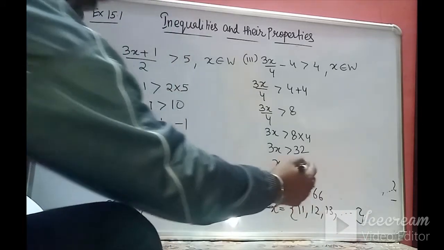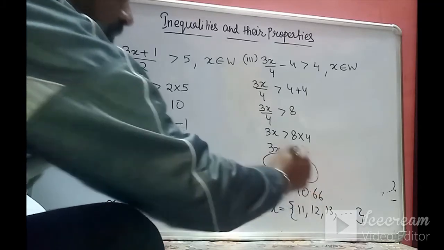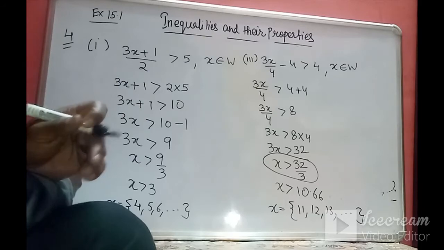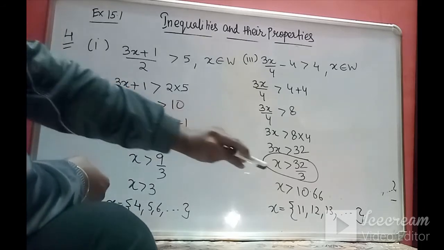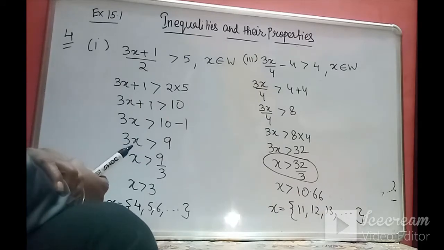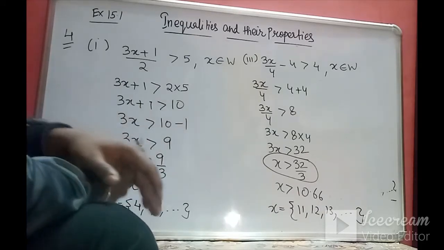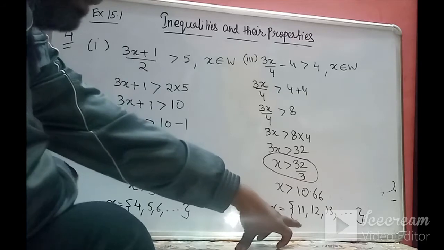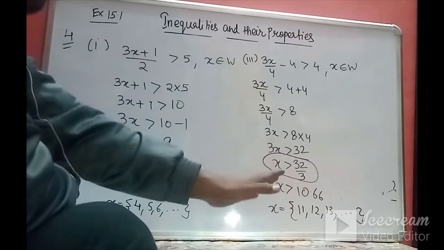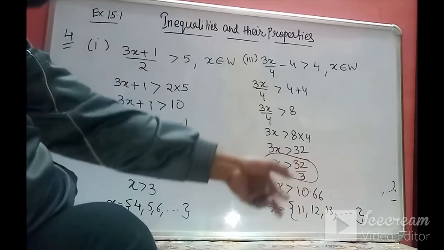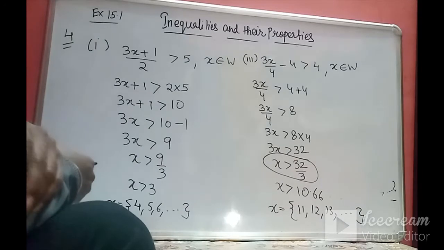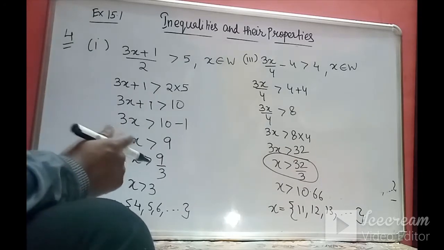So whenever you get fractional values and the replacement set is given in terms of natural number, whole number or integer, you find out the value in terms of the decimal, so that you have an estimation of from what value you have to start your solution set. Since it is greater than 10.6, the whole number which will be greater than 10.6 will definitely be 11. So our solution set will be x = 11, 12, 13 and so on.